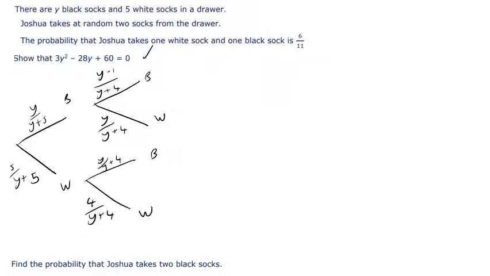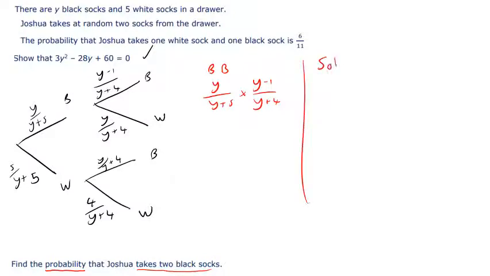Okay, Year 10, if you are still with me, well done. This is super, super tricky. You're doing amazingly. So find the probability that Joshua takes 2 black socks. Right, so 2 black socks is going to be up here somewhere. To find the two probabilities of black, I could do y over y plus 5 times y minus 1 over y plus 4. That's all good and true, and that would give me the answer, but I want a numerical answer. And the way I can do that is I can solve 3y squared minus 28y plus 60 equals 0.